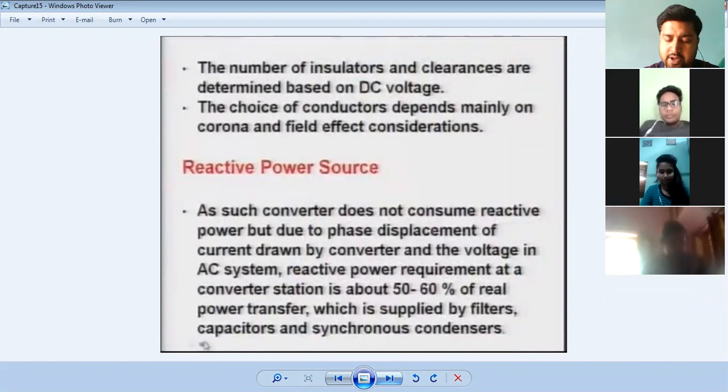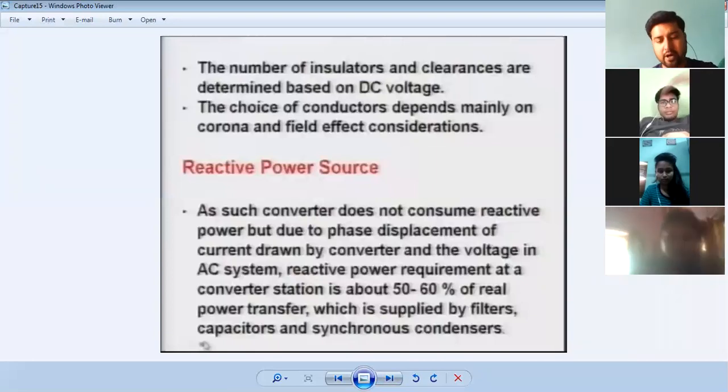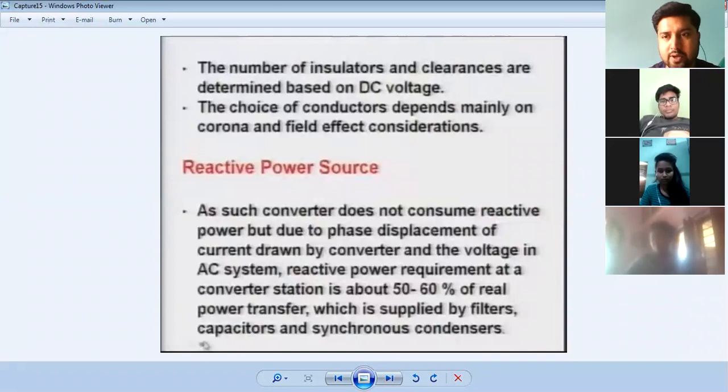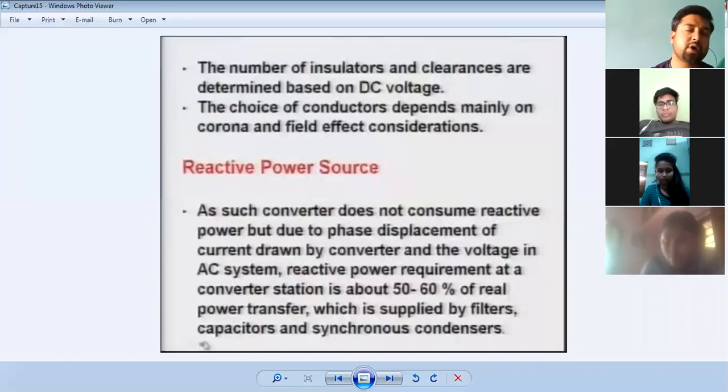Up to 100 kV, we can use a single conductor. Above 100 kV line, we can use bundle conductor. Okay, and another thing is that it may be bipolar or it may be homopolar. Up to 400 kV, we can use double conductor, and above that, we can use 4 conductor or bundle conductor. Okay.